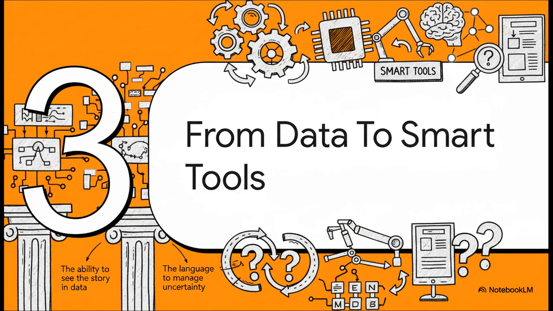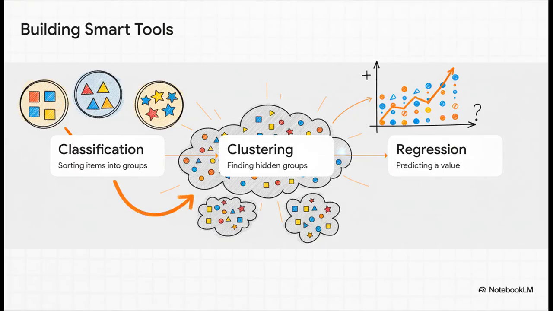Okay, so now we have our 2 main pillars, right? First, we have the ability to look at data and actually see the story. And second, we have the language of probability to deal with uncertainty. Once you have those 2 things locked in, we can finally start to build the really smart tools that define modern computer science. And these tools usually fall into a few big categories.